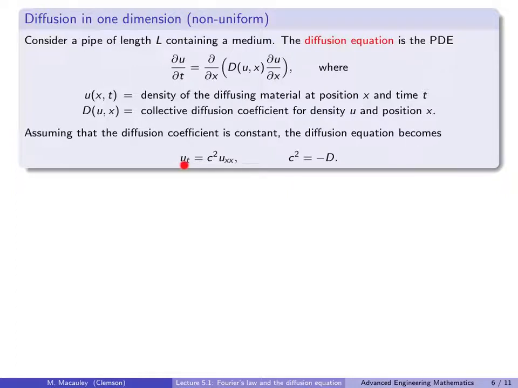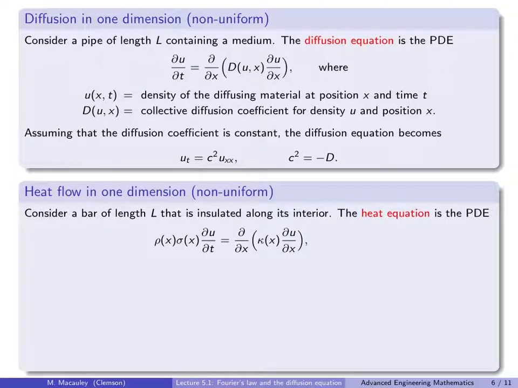So u_t equals, I'm going to call it c squared u_xx, and c squared equals negative D. So before we had k, I like to write this as c squared for two reasons. First of all, to emphasize the fact that it's positive, but also because, as we'll see soon, we're going to see a lot of other letters like n squared, pi squared, L squared, and it's just convenient to have a c squared.